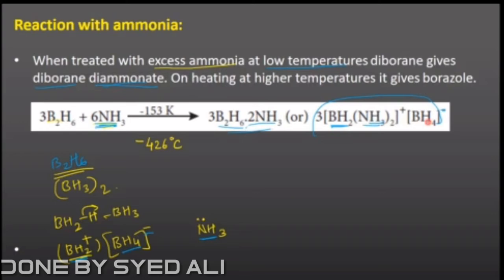Reaction with ammonia. When treated with excess ammonia at low temperatures, diborane gives diborane diammoniate. On heating at higher temperatures, it gives borazole or borazine. It is also known as inorganic benzene. Here also, there is one mistake in your textbook; you can rectify it by using the following image.